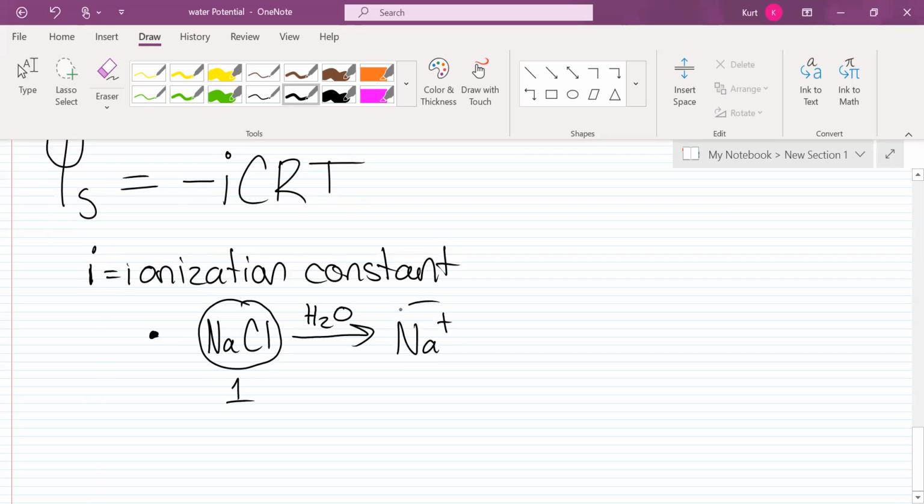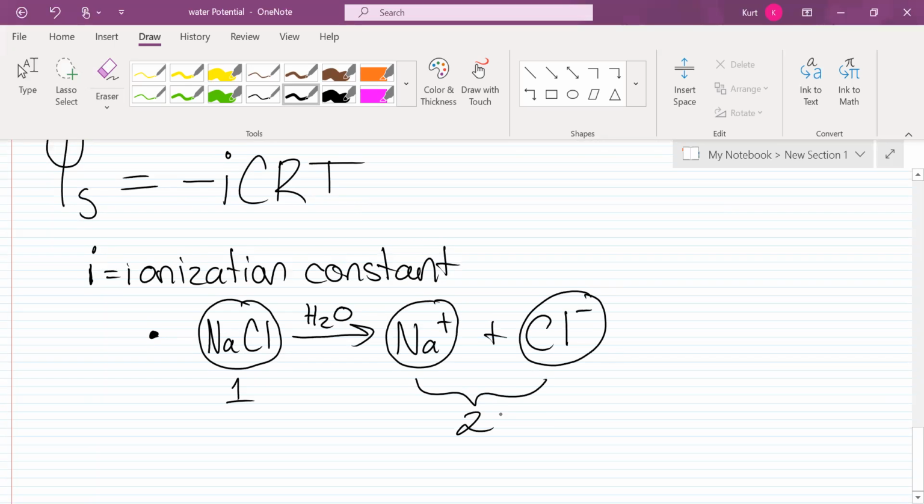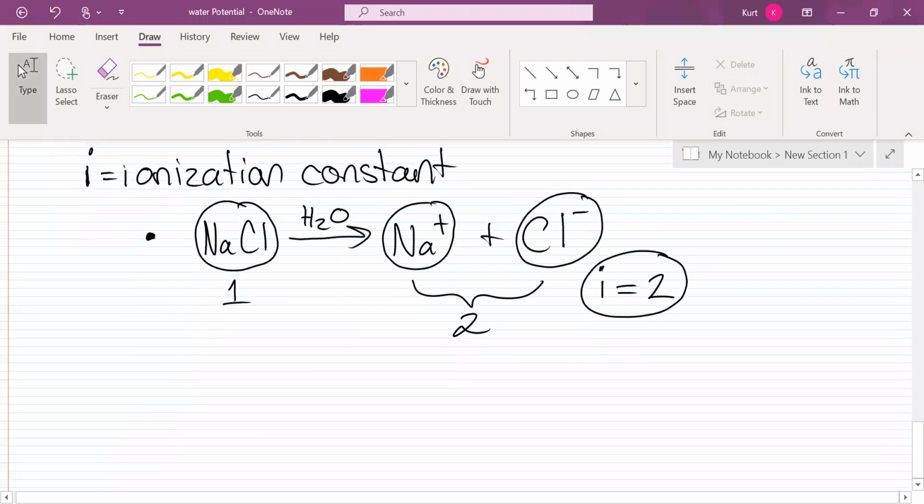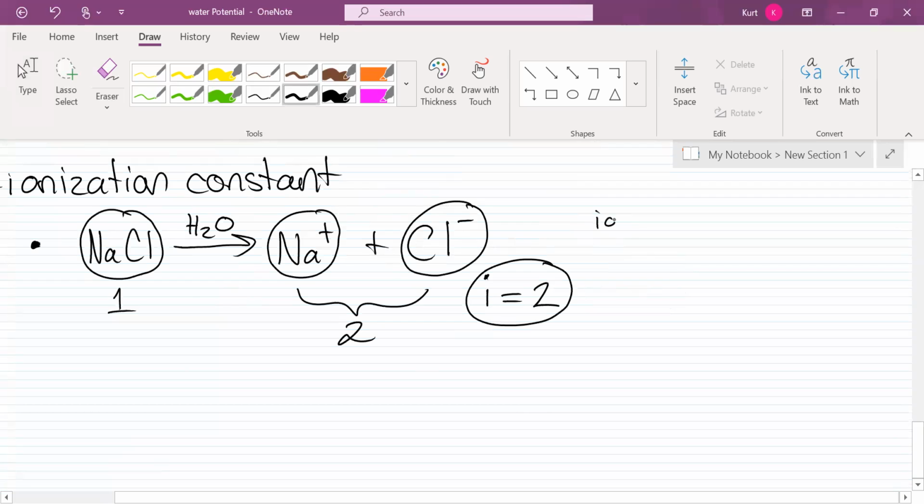So here we have the sodium ion, and we have the chloride ion. How many units is it now? That's right. So we would say that I equals 2. For those of you that have not taken chemistry, this is a little funky, but here's how I can try to break it down for you. This is an ionic compound. An ionic compound is a metal and a nonmetal. Whenever you have an ionic compound, you throw it in water, it ionizes completely.